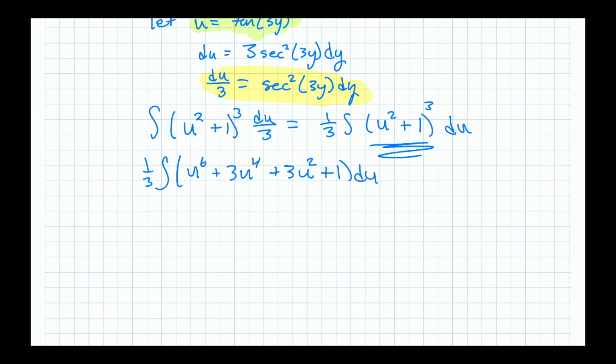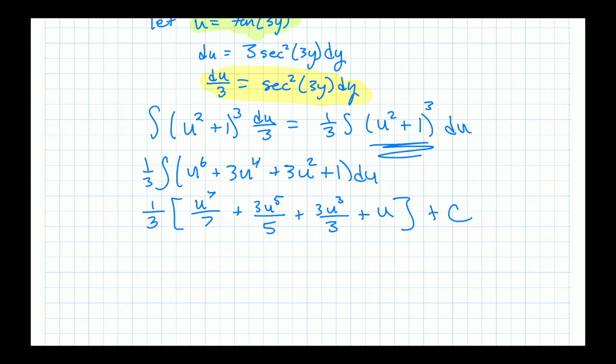Okay, so once it's multiplied out, then you can just do the integral. So this wasn't really that much extra work to do it this way. So you just have u to the 7 over 7, u to the 5th over 5, u cubed over 3, and then a u plus c.